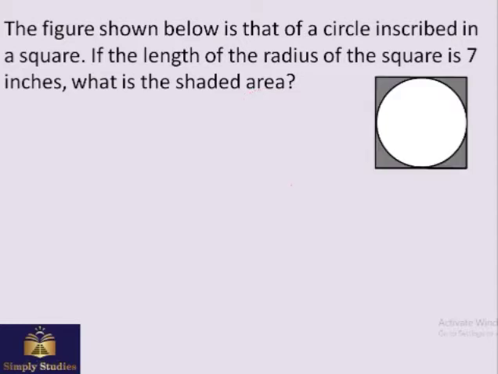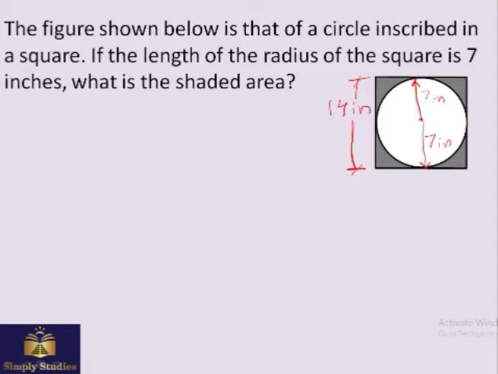Let's find out. So we know the radius is 7 inches. It means from here to here is also 7 inches. If this is 7 inches, this must also be 7 inches. It means we can easily see that the length of one side of this square is 14 inches.